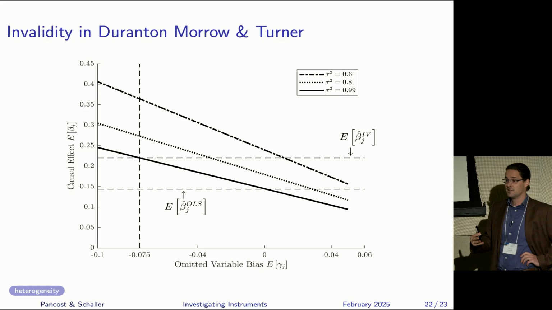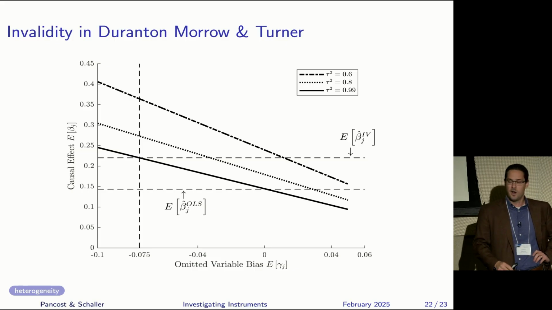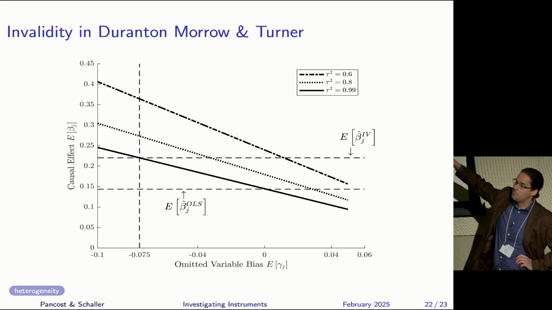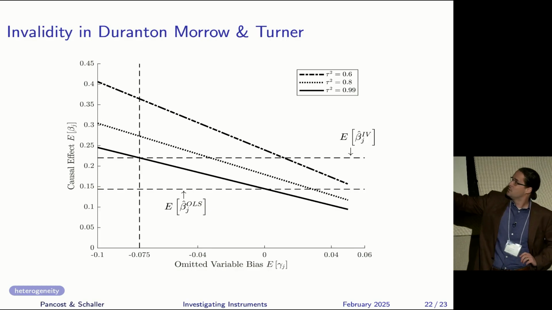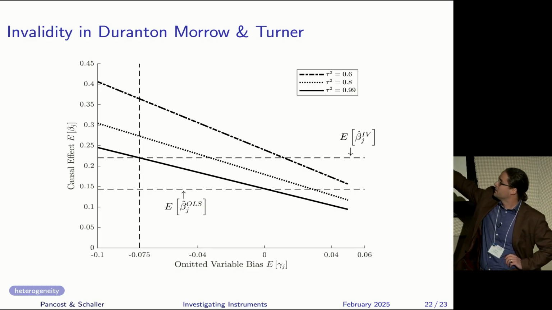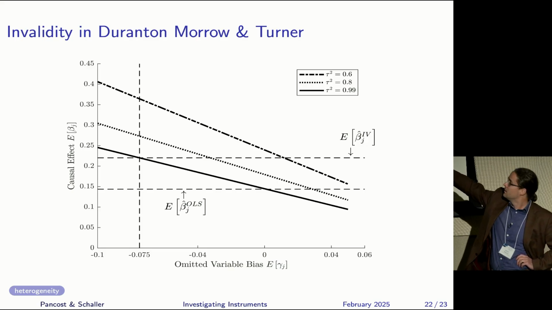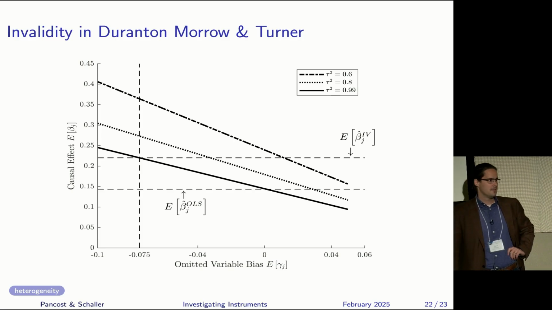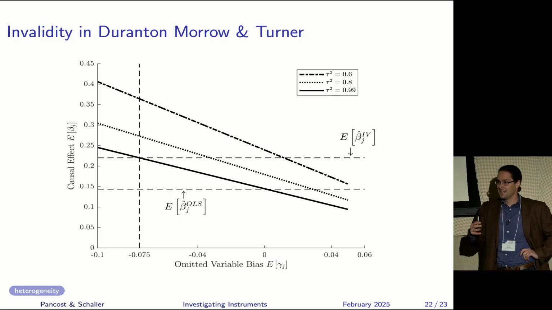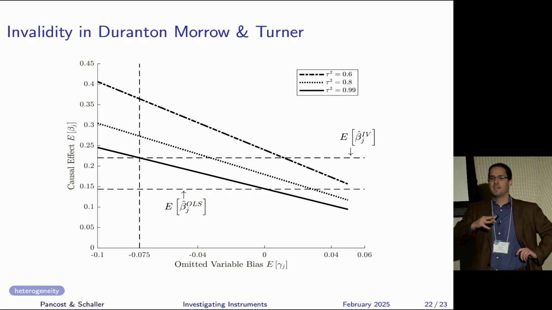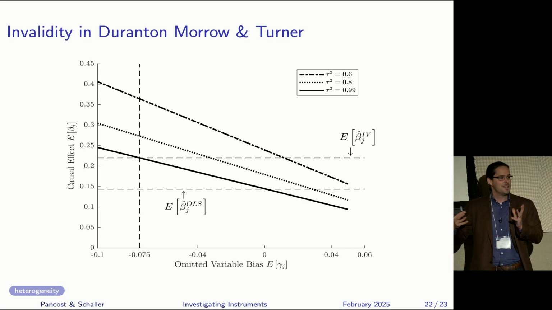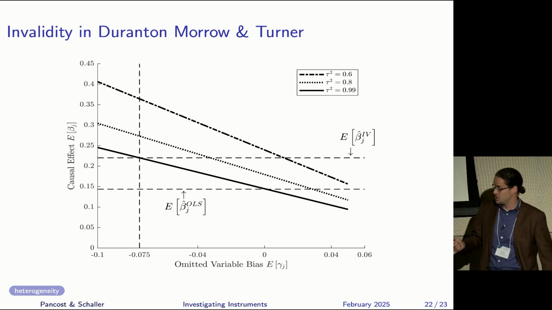You can rescue this instrument a little bit by saying, yeah, it can't be that well measured. The true tau squared is 0.6, like we have in Mian and Sufi. And then you're on this dotted line up here. But even at an omitted variable bias of something like 0.05, which is a quarter of the average estimate, you're still better off with the OLS. So in this setting, if there is omitted variable bias, then the instrument doesn't work, which seems backwards.